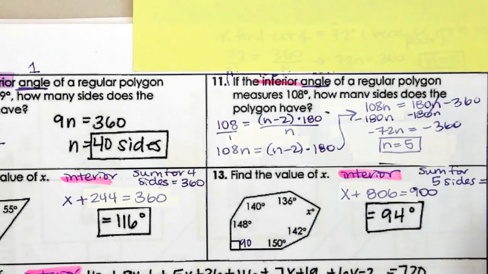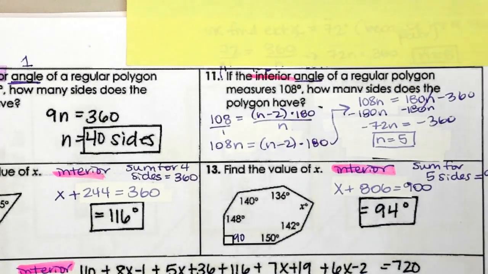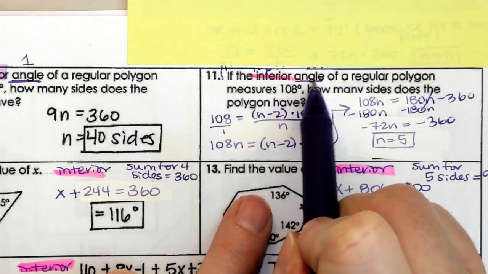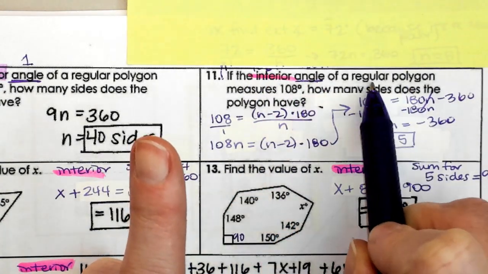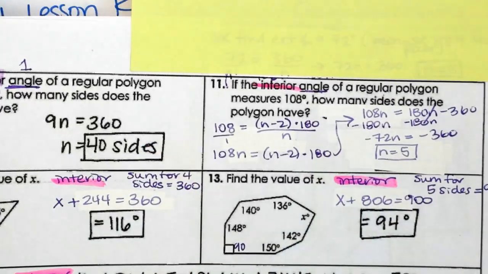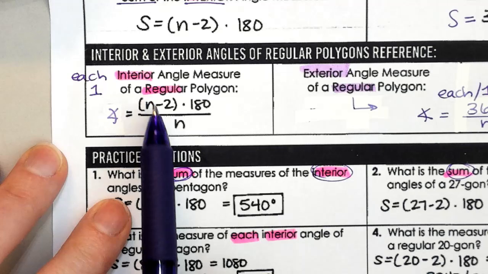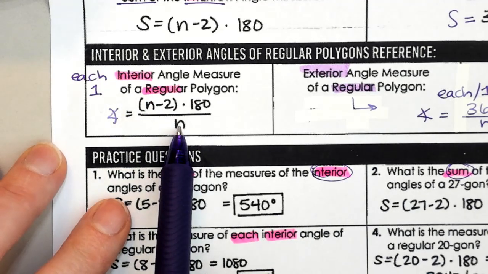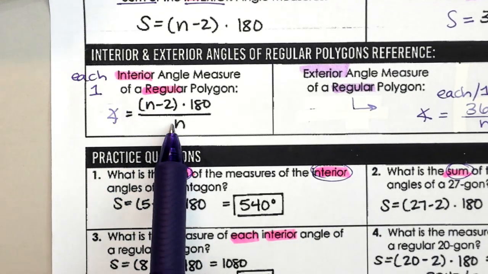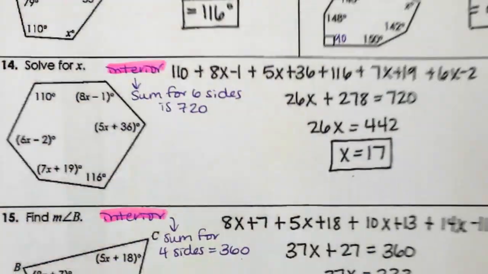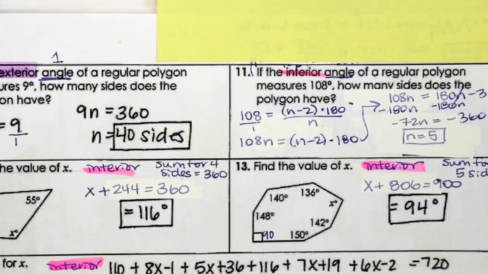For number 11, there's a couple of different ways to work through this one, but notice it said the interior angle, singular, meaning one of them. It also mentions it's a regular shape. So that's my clue that I'm using for the one interior angle for a regular shape. I'm using this formula. And so I started to set it up this way. It is going to be a little bit long to solve this way, so I'll show you an alternative. You'll get the same answer regardless.